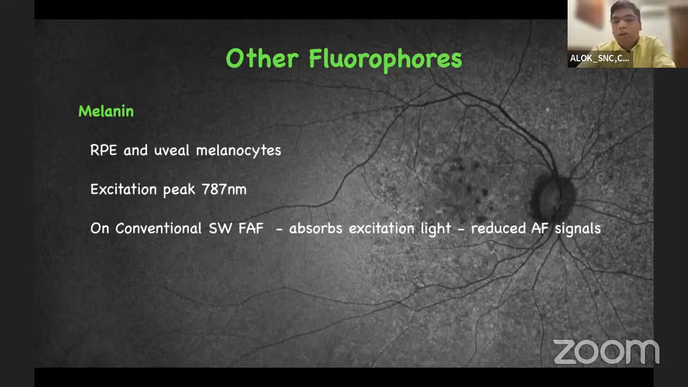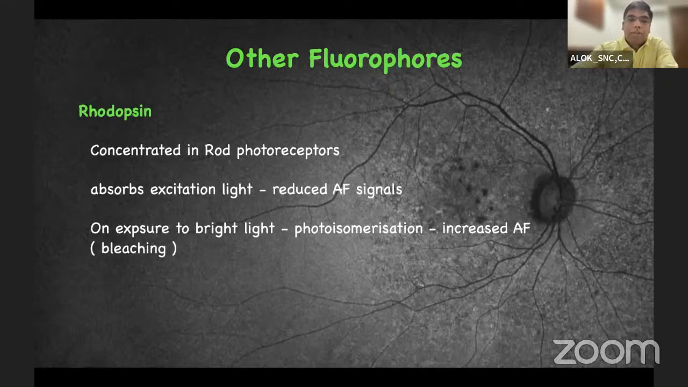Now, there are other fluorophores also in the retina, and one is melanin, which is predominantly present in the RPE and the uveal melanocytes, and it has an excitation peak of 787 nanometer. Now, on conventional short wave fundus autofluorescence, this melanin absorbs the excitation light, that is 488 nanometer light, and reduces the autofluorescence signals. And we'll see the importance of this.